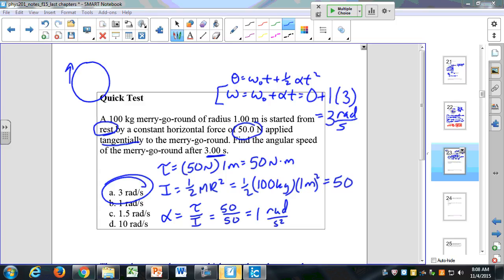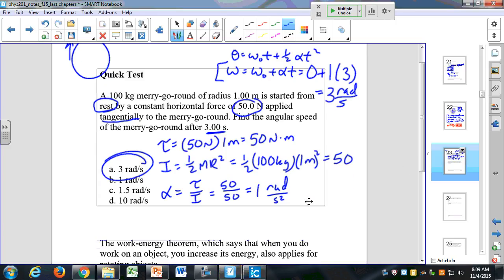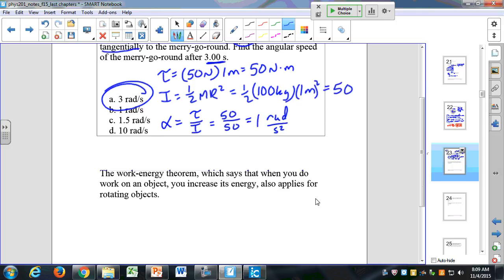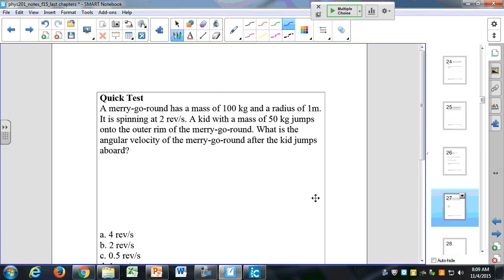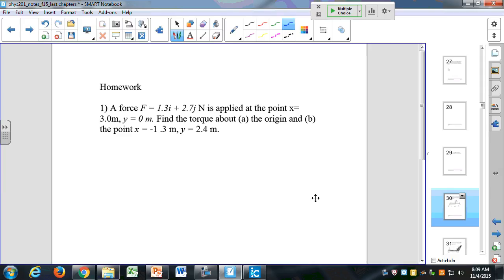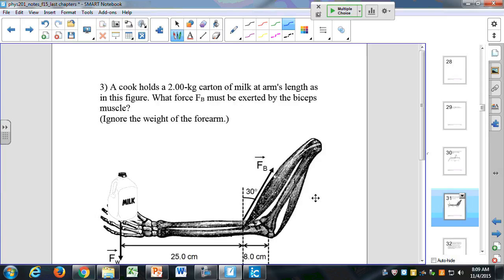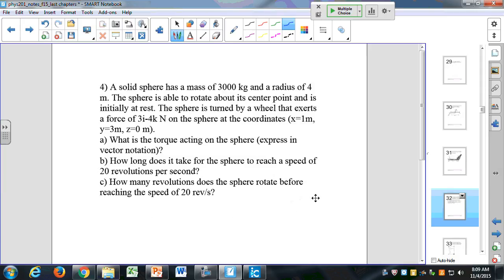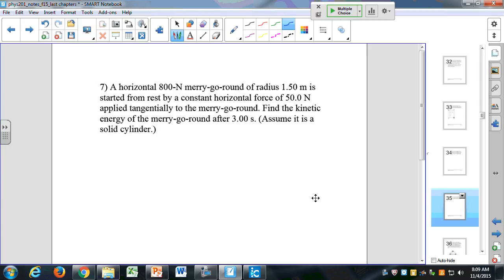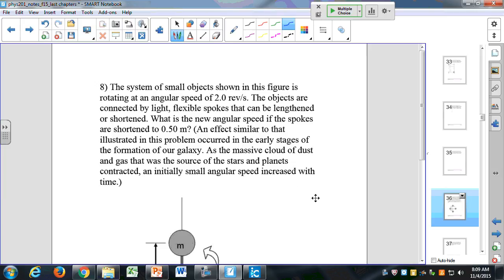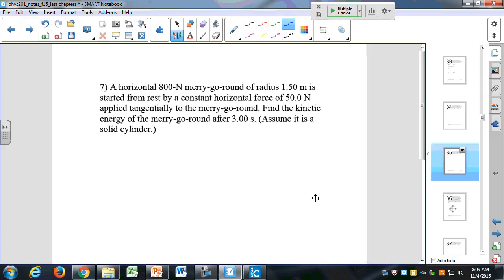You could have a multiple choice question, but you'll also have a free response question as well. There are some homework problems that are related to this, like number 4 and number 7, that are related to this.